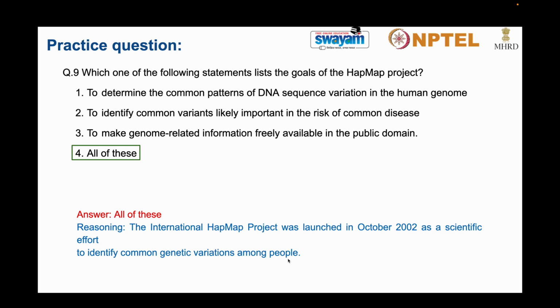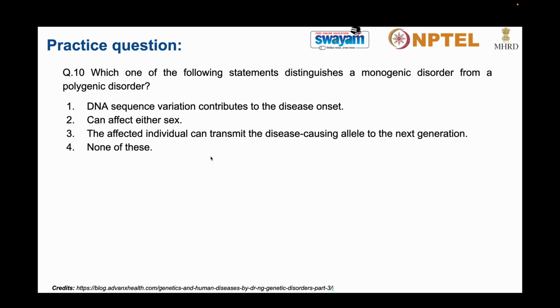Now let's move to the next question. The question says, which one of the following statements distinguishes a monogenic disorder from a polygenic disorder? Option A says DNA sequence variation contributes to the disease onset. Option B says can affect either sex. Option C says the affected individual can transmit the disease causing allele to the next generation. And option 4 says none of these. So what do you think? Which one of the statements helps to distinguish between the monogenic disorder and the polygenic disorder?